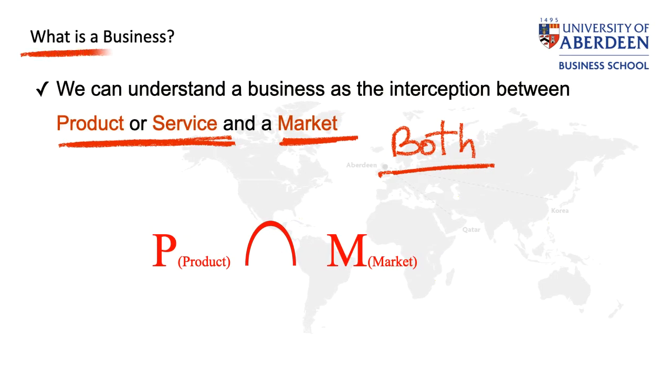Let's start again by the definition of strategy. Remember what a business is? A business is a product and a market. Using this definition, we will develop a notion of network level strategy.